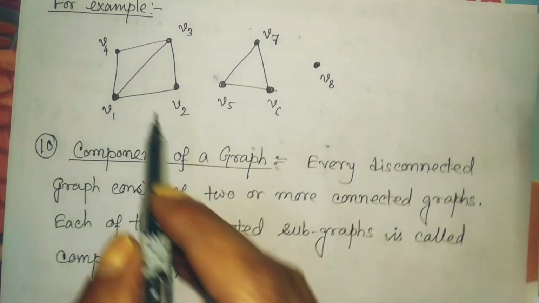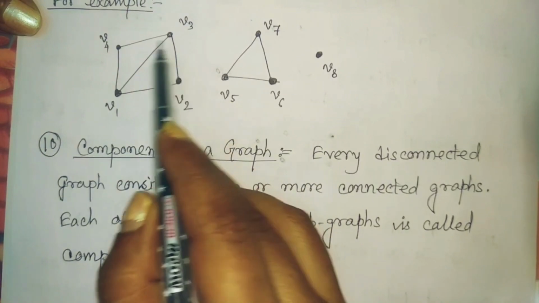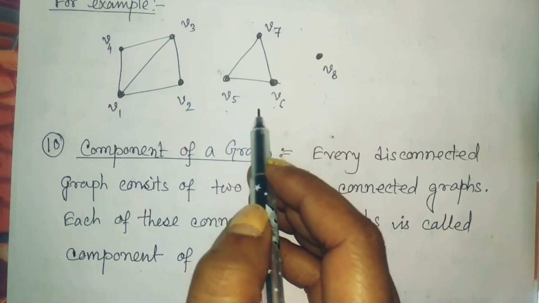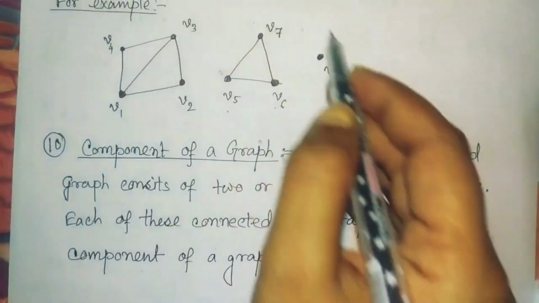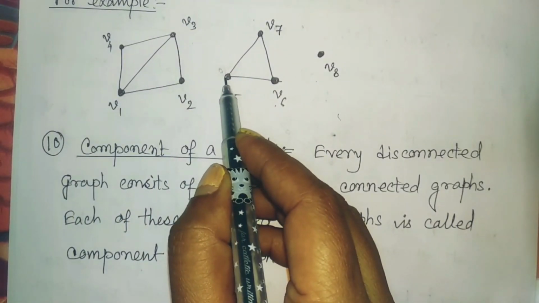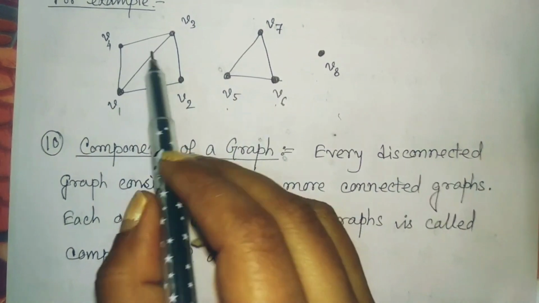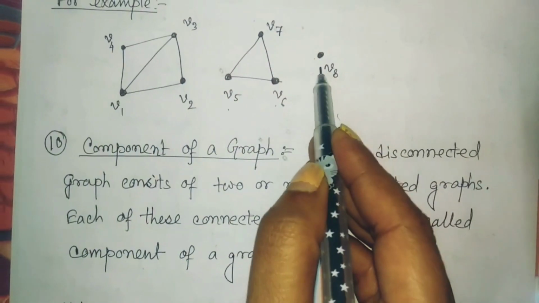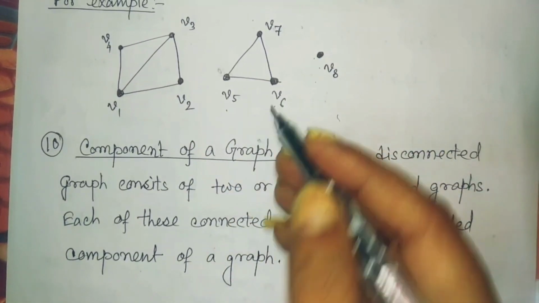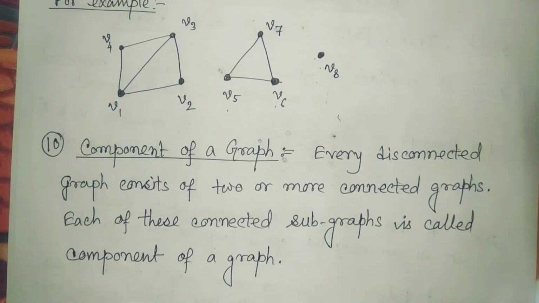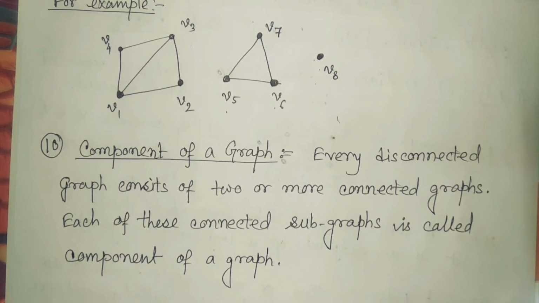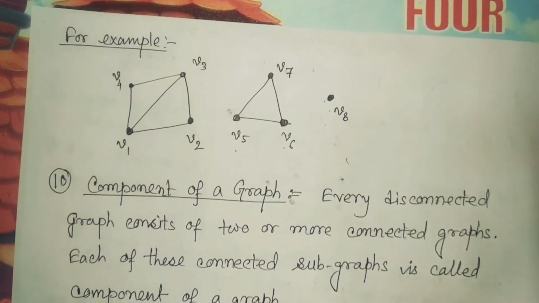For example, this is the entire graph. Here V1, V2, V3, V4, V5, V6, V7, V8. So a total of 8 vertices are given in this graph. This graph is called a disconnected graph, because if we want to go from V2 to V5, there is no connectivity. If we want to go from V2 to V8, there is no connectivity. If we want to go from V6 to V8, there is no connectivity. So there are many pairs of vertices where no paths exist. So this is called a disconnected graph.